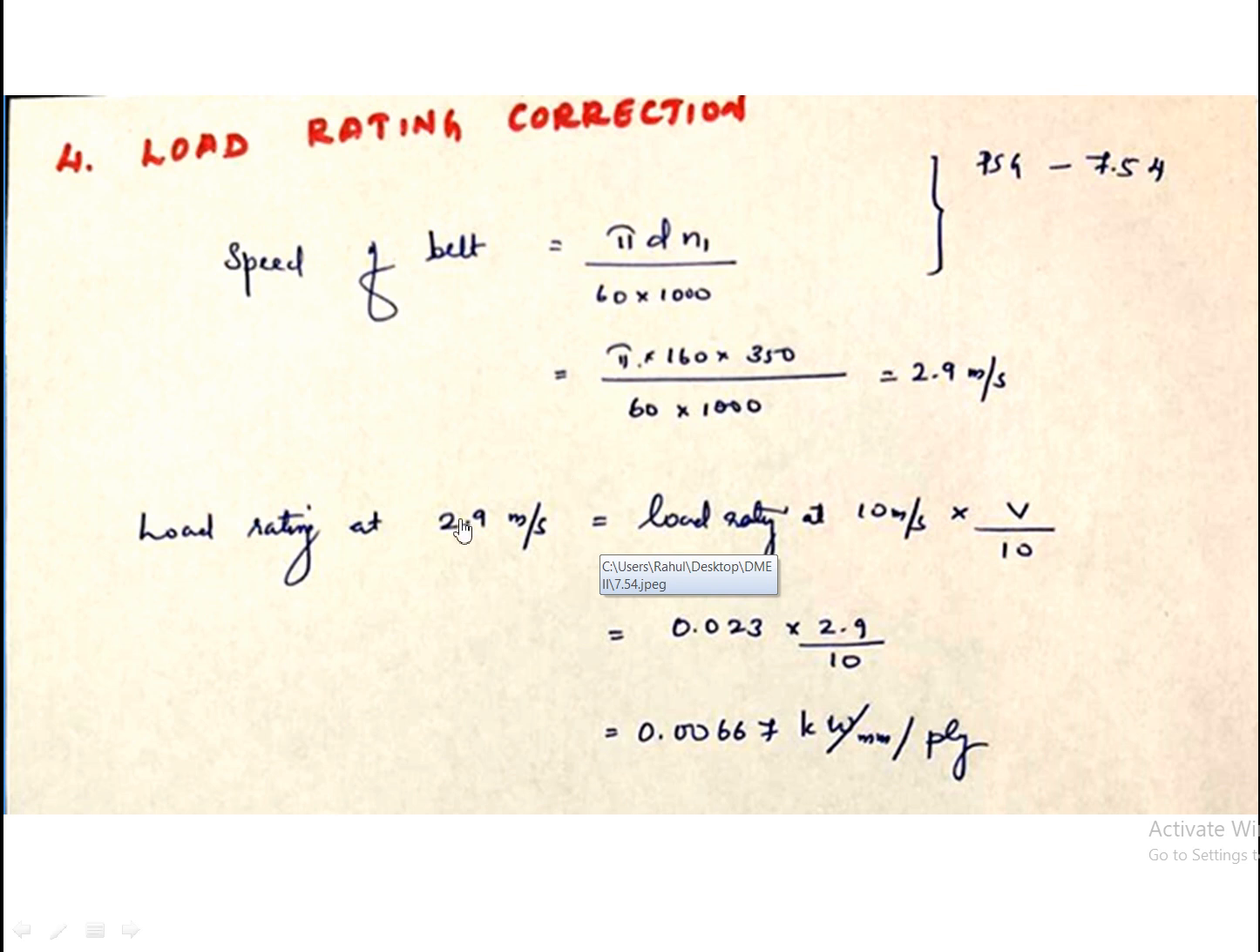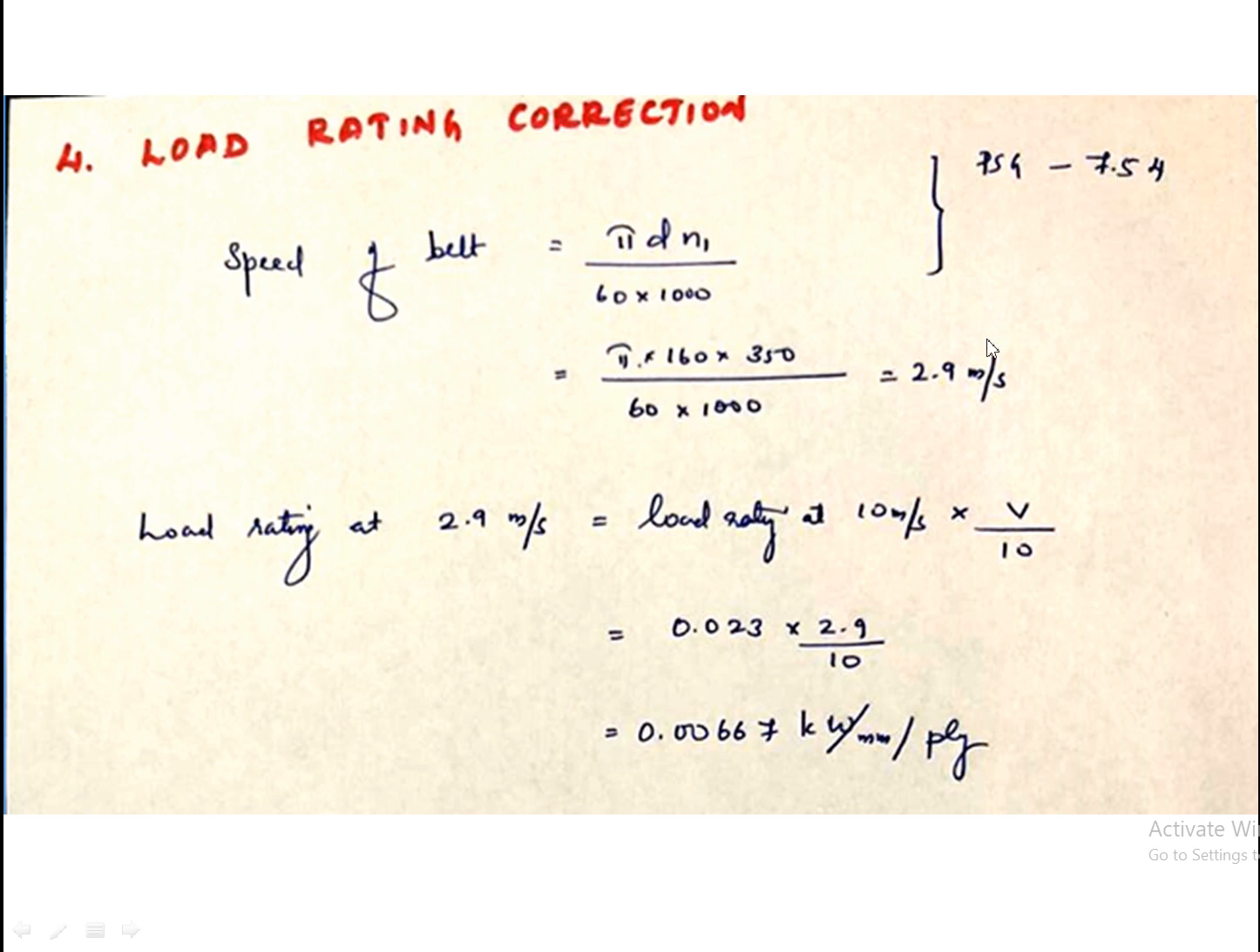The load rating at V meter per second, the standard equation, is something like this: load rating at V meter per second is equal to load rating at 10 meter per second into V by 10, where V is your axial velocity. Now axial velocity you can find using this equation. It has been found as 2.9 meter per second. Therefore, corresponding to this 2.9 meter per second you need to find the load rating, right? So if you substitute that value over here, you will get the load rating as 0.00667 kilowatt per ply.